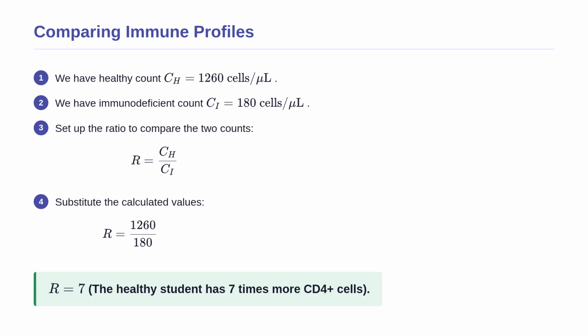Physically, this means the healthy student has 7 times as many CD4-positive helper T cells circulating in their blood as the AIDS patient. The healthy student has a full army of generals to coordinate an immune response, while the immunodeficient patient's command structure has been almost entirely wiped out. This stark numerical contrast perfectly illustrates the devastating biological reality of immunodeficiency.